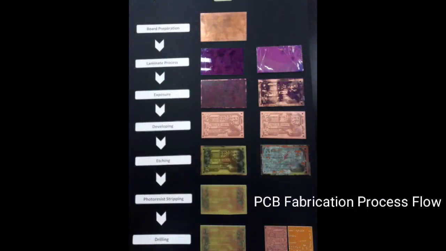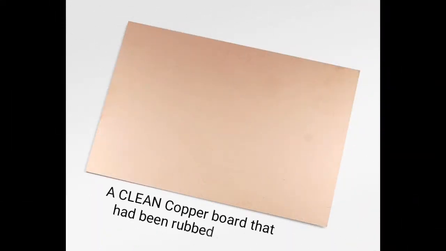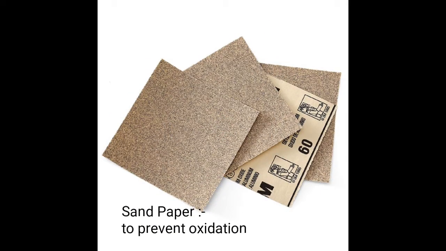The PCB fabrication process flow. Firstly, the board preparation phase. This phase is where we prepare a clean copper board that has been rubbed with sandpaper in order to prevent oxidation.